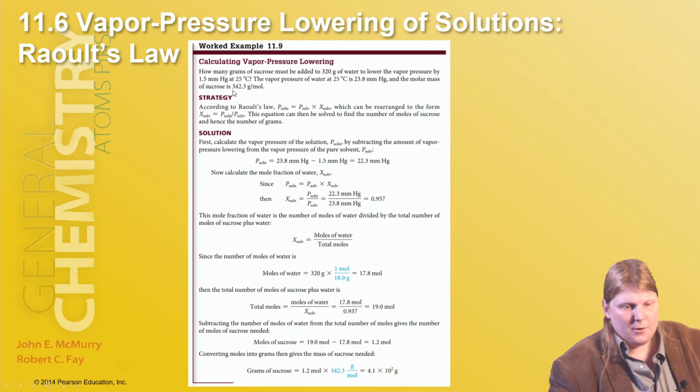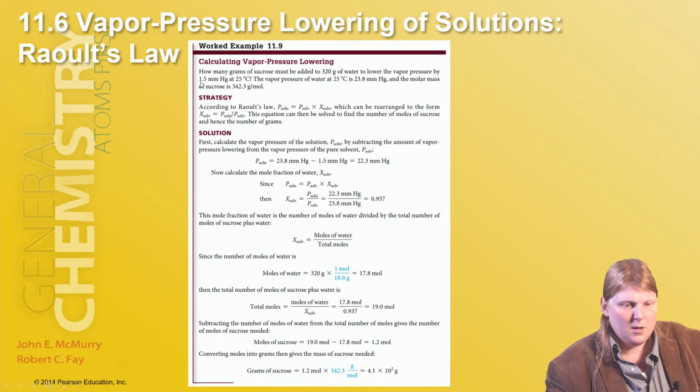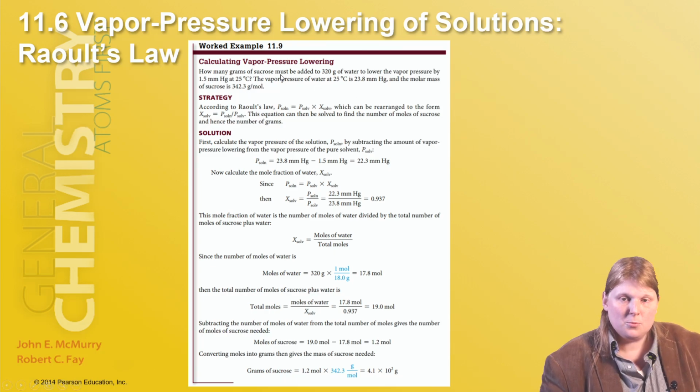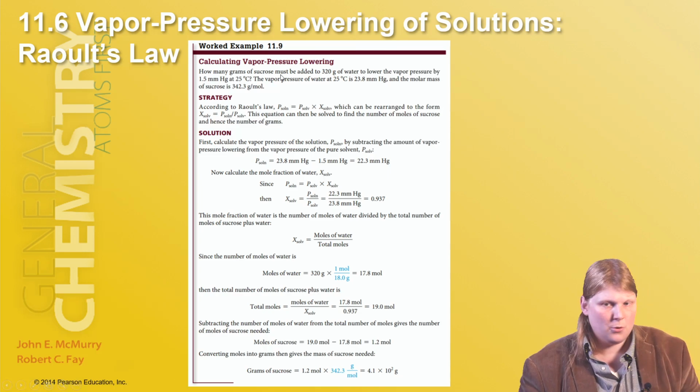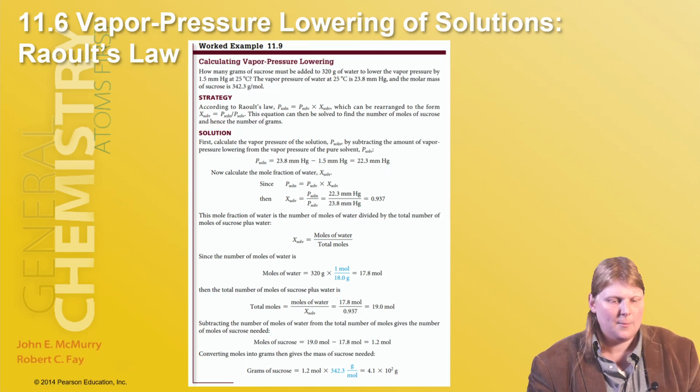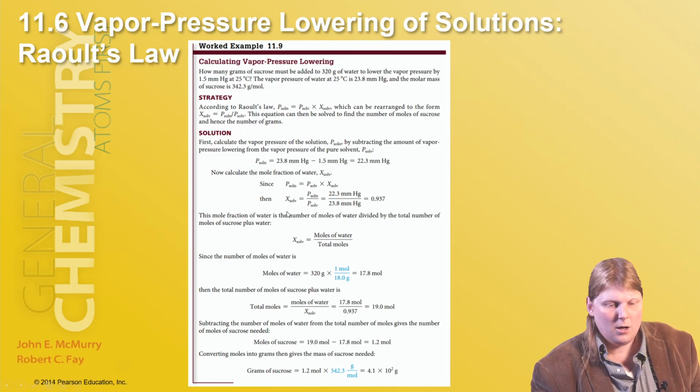Here they give us another example. They say how many grams of sucrose must be added to water to lower the vapor pressure by 1.5 millimeters of mercury at 25 degrees Celsius. The vapor pressure is here, and the molar mass of sucrose is this. Now, here they don't give me a Van Hoff factor. Now, sucrose, and this will be true for anything that you encounter where you don't know what it is. If they don't tell you it's an ionic compound and you don't recognize this as an ionic compound, you assume the Van Hoff factor is 1, and you progress with a normal mole fraction. That's how you should approach these problems.